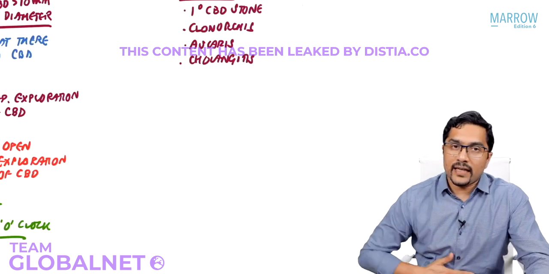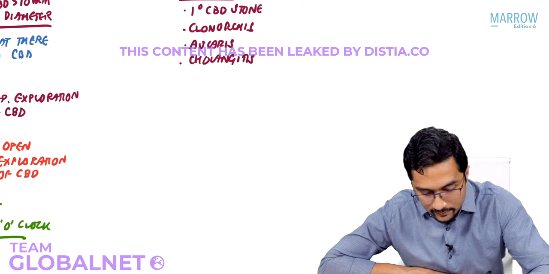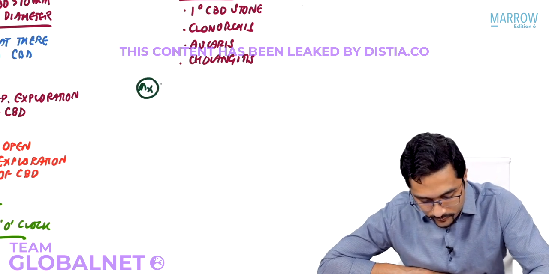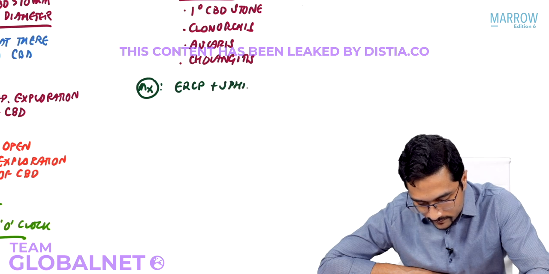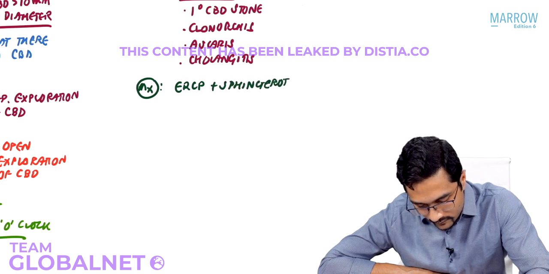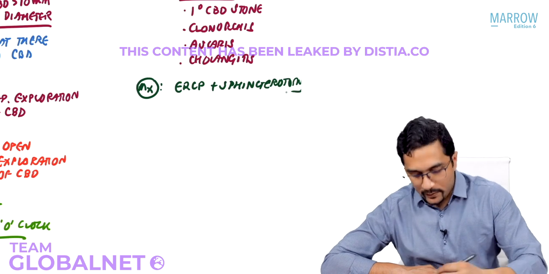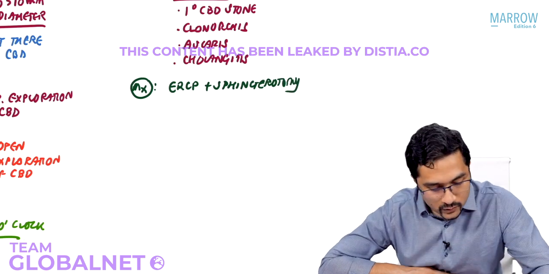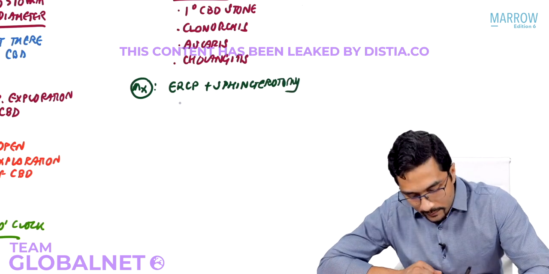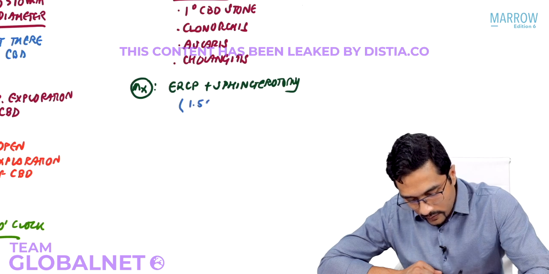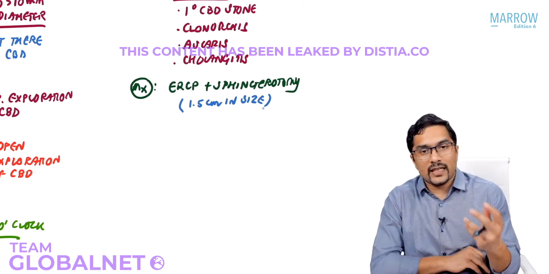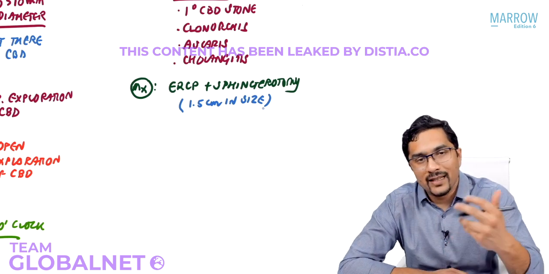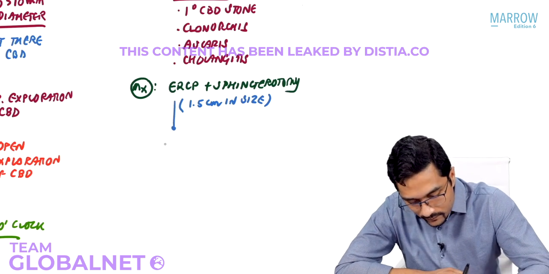And MRCP again will pick up these stones, and the management of these stones would be ERCP plus sphincterotomy. And we remove the stone. Now, when we do ERCP plus sphincterotomy, we can remove a stone up till 1.5 centimeter in size. But if there is a bigger stone than this, then it is an issue. Then the stone can sometimes become impacted and it does not come out.